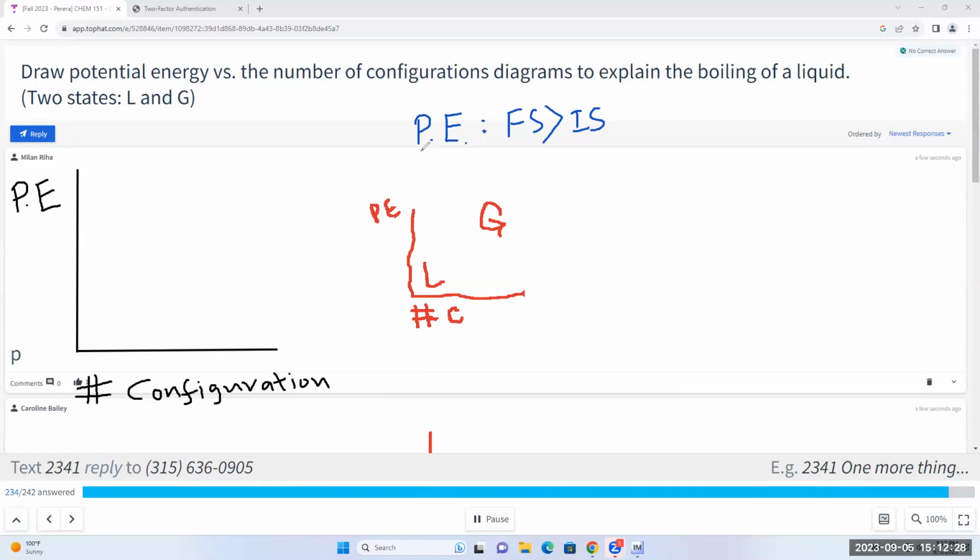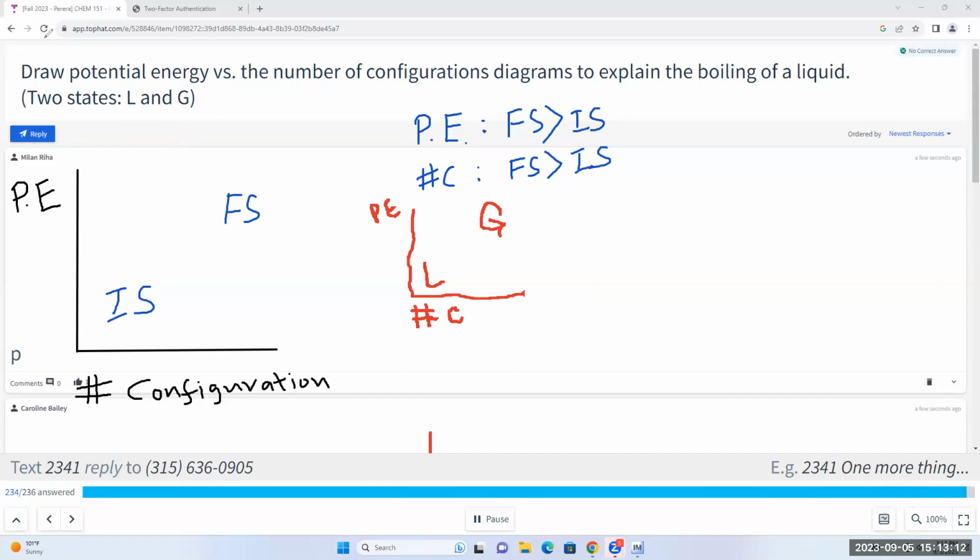Now, number of configurations. Where do we have a higher number of configurations, final state or the initial state? Thank you. The final state has a higher number of configurations than the initial state. So I mark that there. Now I want to put this information in my diagram. The final state has a higher potential energy and higher number of configurations, meaning it should be higher vertically and also higher horizontally towards my right. Therefore, I would put that over here, final state. And then the initial state should be diagonally across it over here. So this should be our diagram.